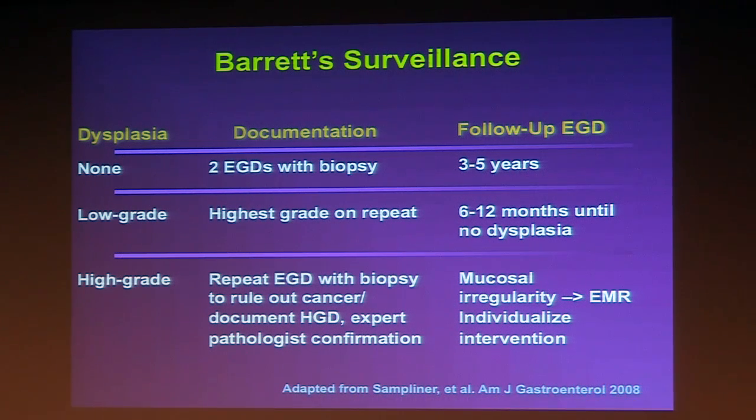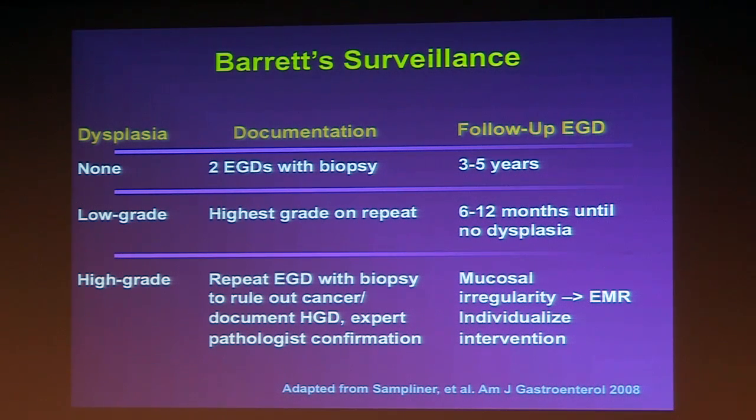Now, the current guidelines are that if you've got Barrett's, you should get these endoscopies done every year for 2 years, and that's basically to get enough sampling to make sure that we have a pretty good idea of what's going on. And then after that, every 3 to 5 years, just take a relook, okay?